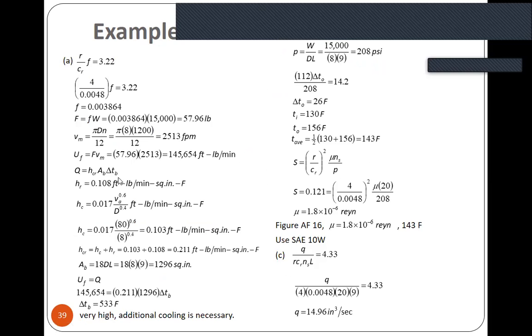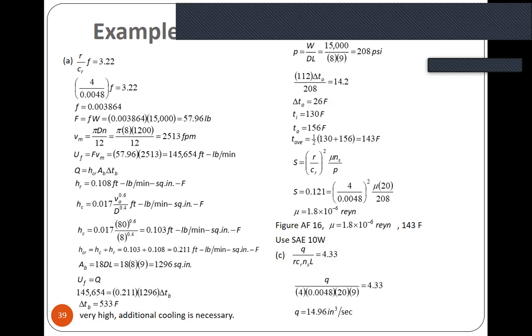3.22. So substitute the values. 4 over 0.0048 times F is 3.22. So your F is 0.003864. And the friction force is F times W, 0.003864 times 15,000, is 57.96 pounds. The velocity is pi D N over 12, pi times 8 times 1,200 over 12, is equal to 2513 feet per minute. The energy use of the frictional force is F times V sub M, 57.96 times 2513, is 146,654 foot-pounds. Then Q is equal to S sub C R A B T sub B.